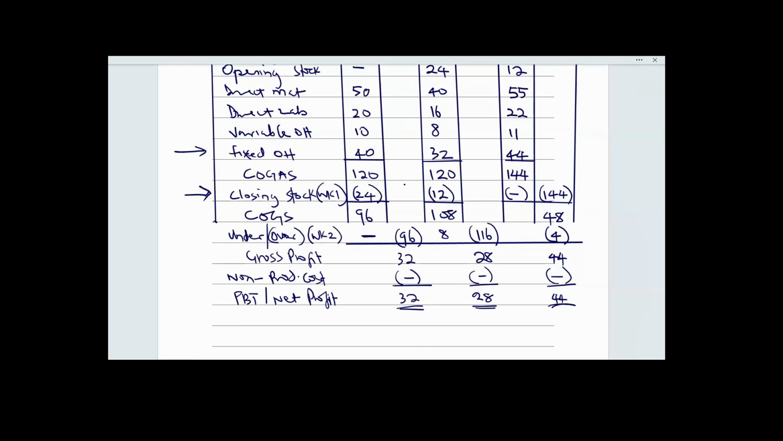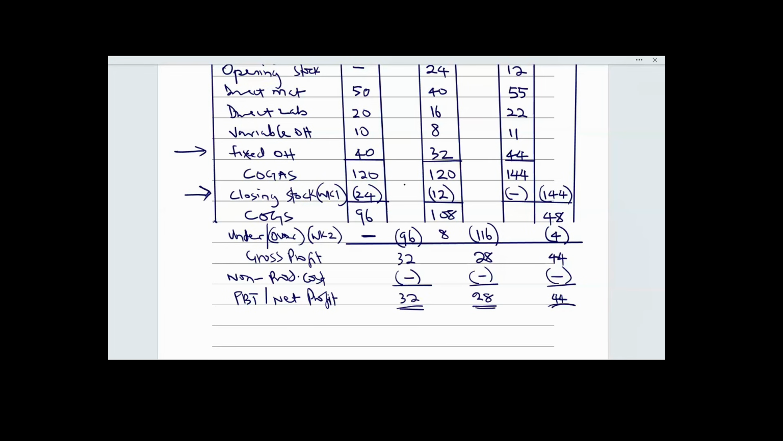Then in the third period, the company is supposed to charge 40,000 naira fixed overhead, but the company ended up charging 44,000. That means you have overcharged. So in this case, your cost of goods sold of 144,000 is overstated. If your cost of goods sold is overstated, it means that your profit will be understated.